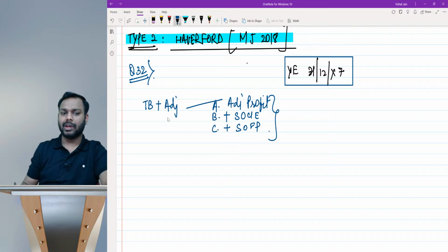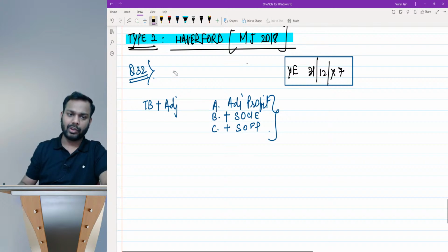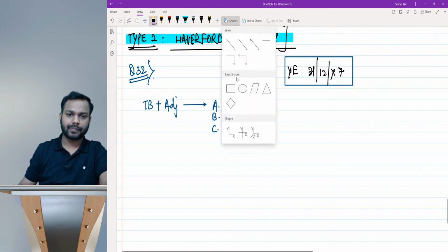These are the three requirements, and the question is giving you what? Trial balance plus adjustments. Trial balance and adjustments. Is it clear, guys?